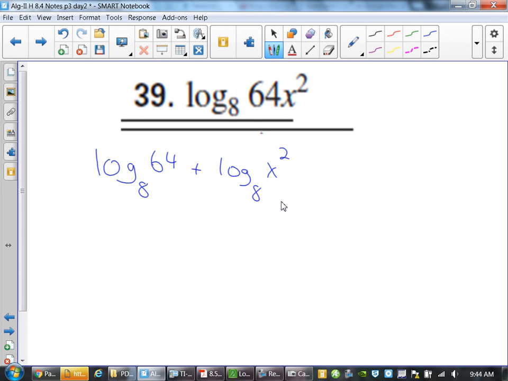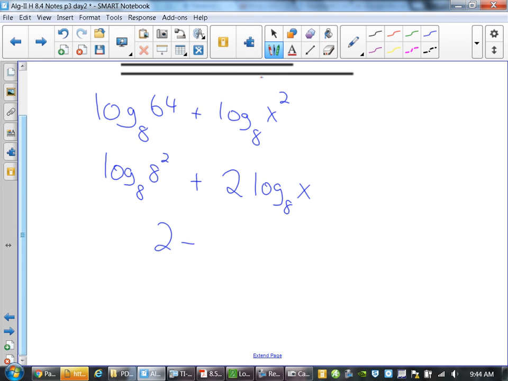You okay with that so far? Mm-hmm. How can you rewrite 64? 8 squared. So that's the same as log base 8 of 8 squared, plus 2 log base 8 of x. I just brought the exponent in front. And what's log base 8 of 8 squared? 2. So your answer would be 2 plus 2 log base 8 of x.